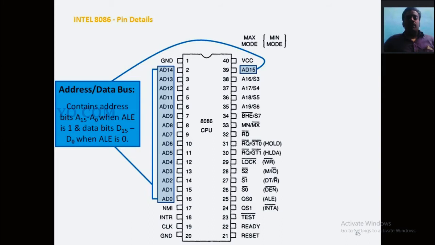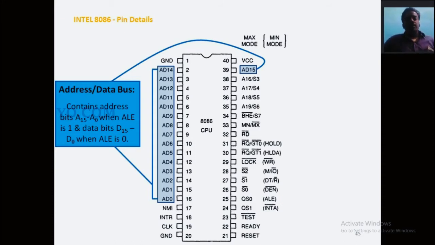Whether the microprocessor carries address or data is indicated by the ALE signal, the address latch enable signal. Okay, we will see next. When ALE is 1, the lines D0 to D15 contain address bits, so they act as an address bus. When ALE is 0, they act as a data bus.